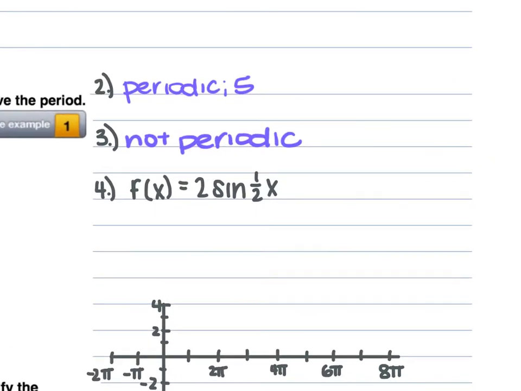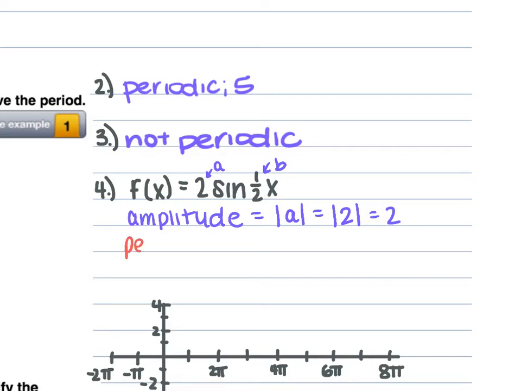So for example 4, we have f of x is equal to 2 sine 1/2 x. So our amplitude we are going to get by taking the absolute value of a, which is the absolute value of 2, which is 2. This 2 is a, the 1/2 is your b. Your period is 2 pi over the absolute value of b, which is 2 pi over 1/2. So that's 2 pi times the reciprocal of the 1/2, which is 2, which is 4 pi.